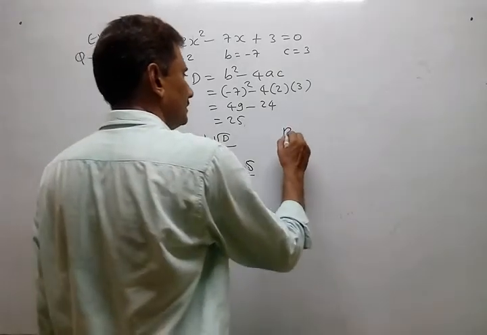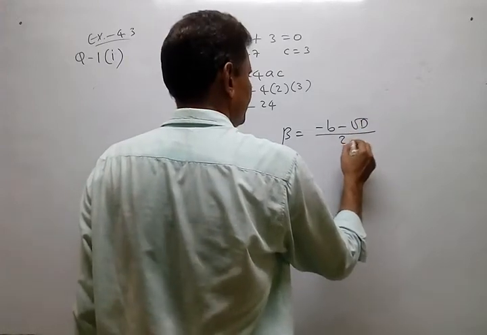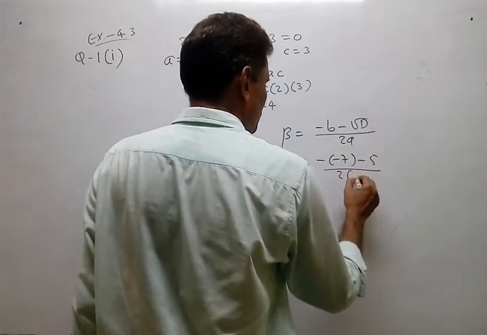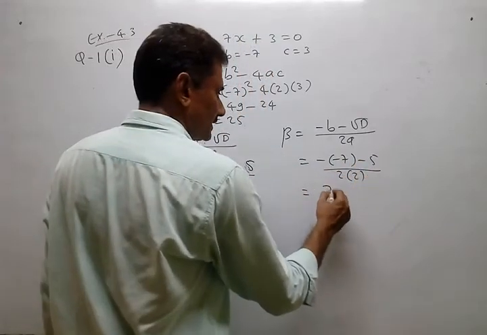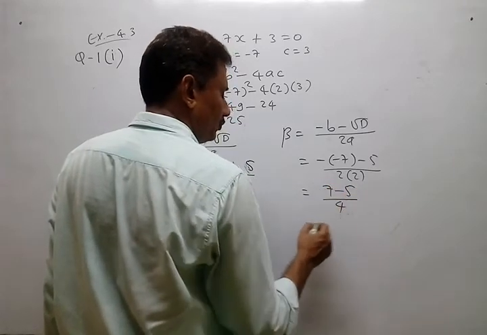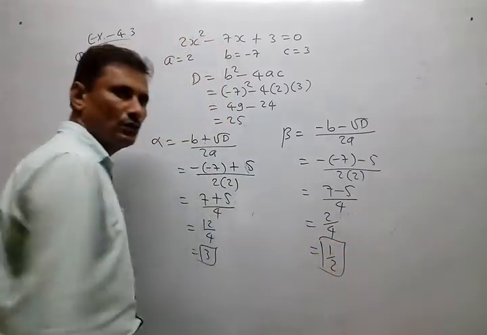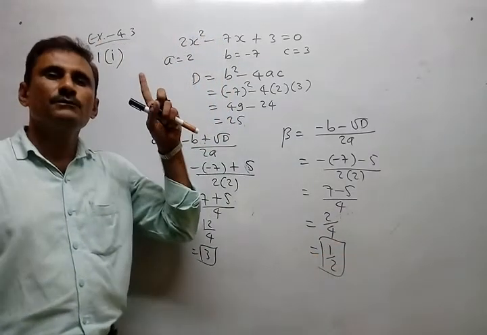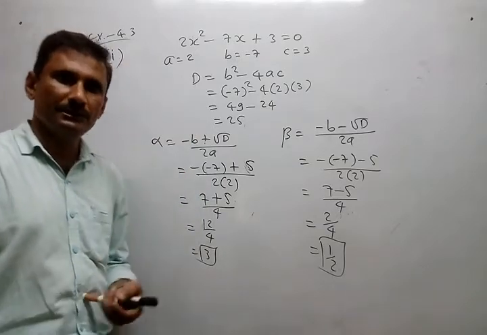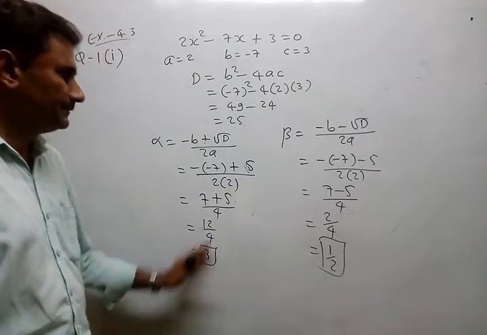Now beta. Beta remains the same, only the sign in between will be different. So here minus 7 minus 5 upon 2 into 2. So 7 minus 5 upon 4, 2 upon 4, 1 by 2. So two answers we got, and in the first completing square method also we got 3 and 1 by 2. Understand?